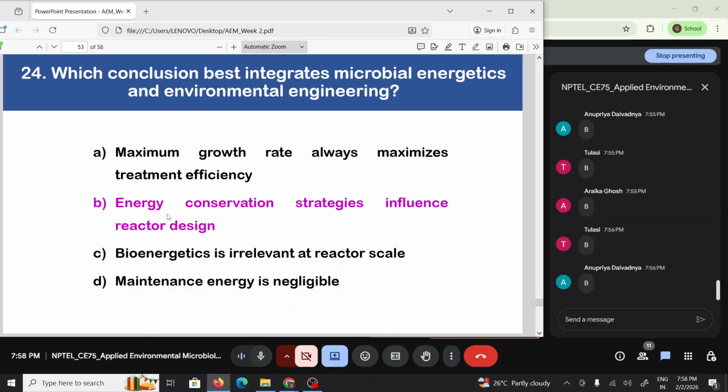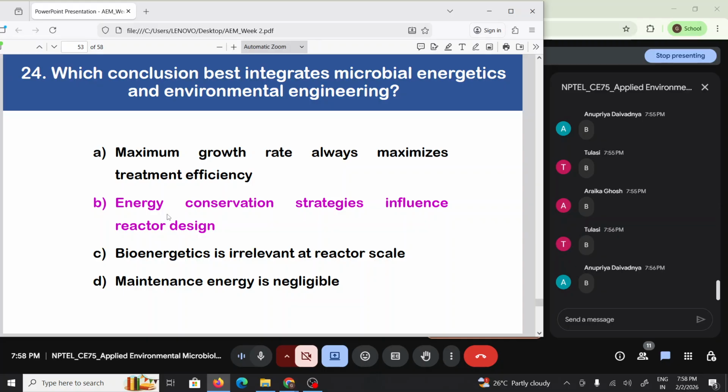And bioenergetics is irrelevant at reactor scale. No, it is very much relevant. Only based on bioenergetics we saw the concept of critical dilution factor and washout. And when you model, you have this growth rate taken into account. All of it is a part of bioenergetics, so it is relevant at the reactor scale.